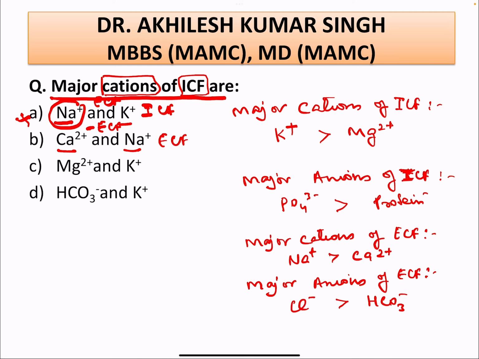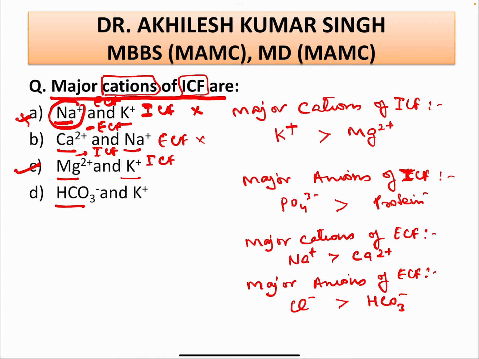B is also not the option. So A is not the option, B is not the right option. Magnesium and potassium: magnesium is for the ICF and potassium is also for the ICF. So this one is correct, C.